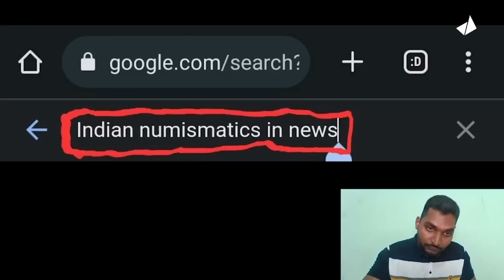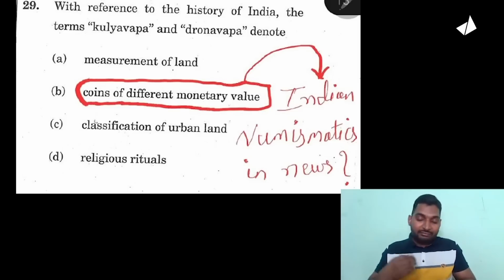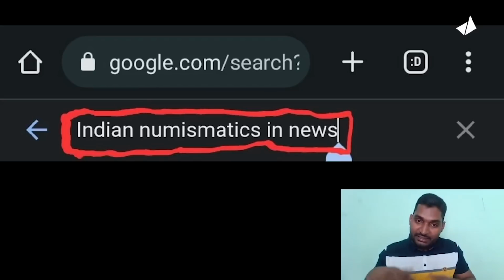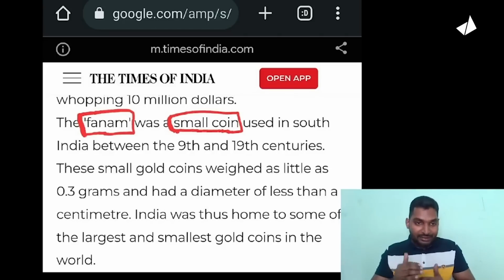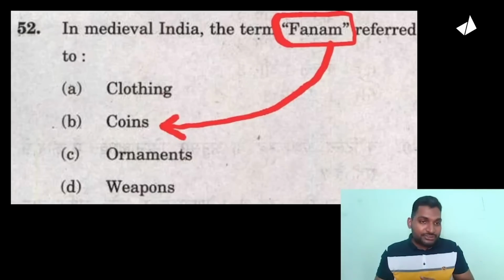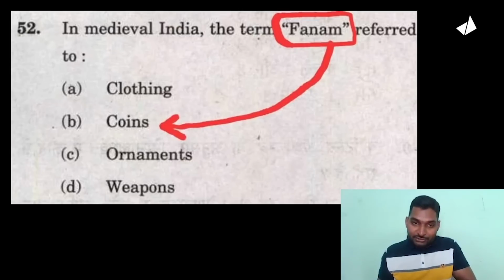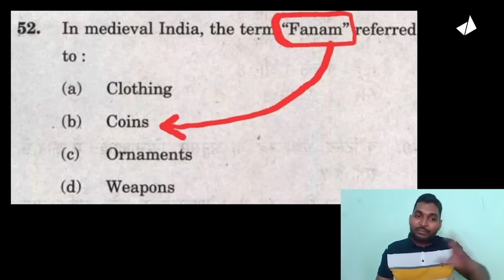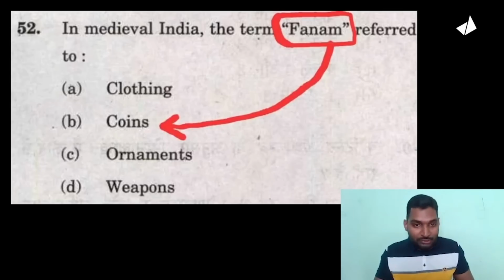What did we do here? We saw this question from 2020 prelims paper, and this was the option B, coins of different monetary value. We did a level 3 analysis here. We searched for Indian numismatics in news. We got many results. We probed those results, and one of those results conveyed that Phanam was a small coin used in South India between XYZ, whatever. And we got this question in 2022 prelims, which we could directly answer. This answer we could directly derive based on the level 3 research that we did on a PYQ in 2020, and in a way we could predict this question in the 2022 prelims paper.